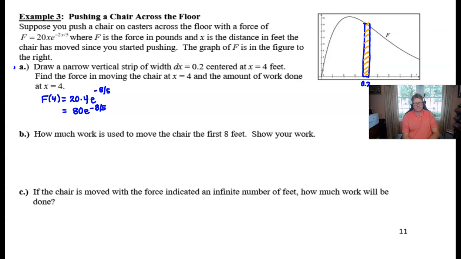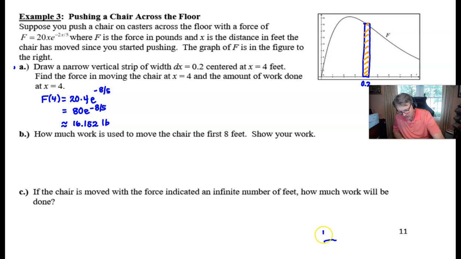And then I'm not going to pull a calculator out just to simplify this or round it to a decimal, but I will tell you that to 3 places it would be 16.152. And this would be measured in pounds because our force is in pounds. All right, so what that means is by the time this chair has moved, right?